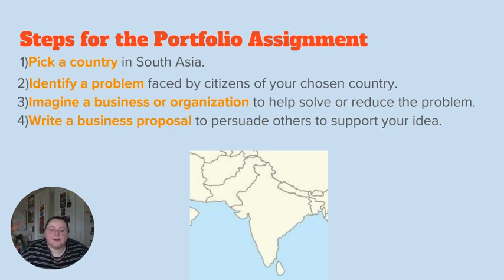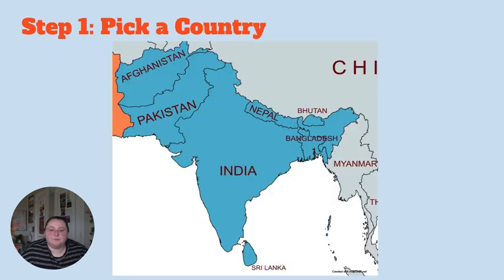So, for this portfolio, you are creating a business or organization to help solve a problem. To start that portfolio, first you need to pick a country in South Asia, and I'll show you those countries in a moment. Then, identify a problem faced by the citizens in that country. Create a business or organization to help solve or reduce the problem, and then what you're turning in is your business proposal. Here are the countries you can select from: Afghanistan, Pakistan, India, Nepal, Bhutan, and Bangladesh. Oh, and Sri Lanka.